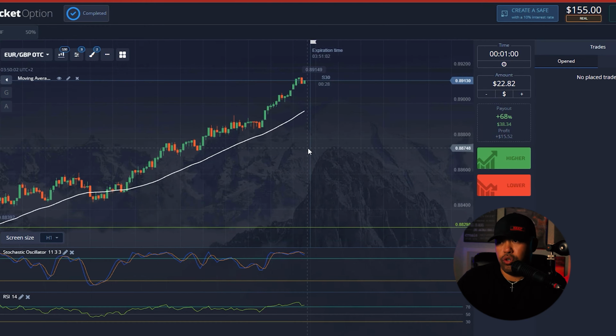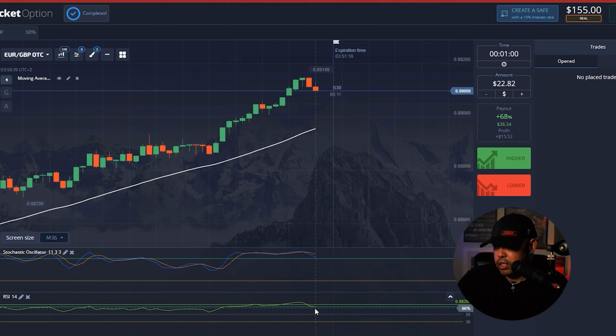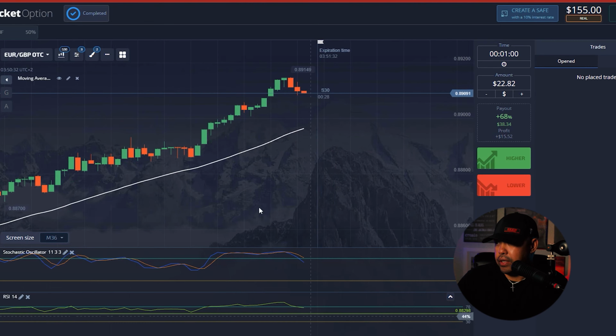So basically how the strategy works is anytime the stochastic oscillator and RSI, so let's say the stochastic leaves the overbought position and the RSI is exiting it as well, then you would take a down trade. And the opposite is true if it leaves the oversold position, and for the RSI, same thing.